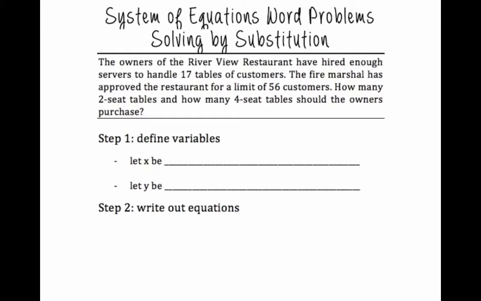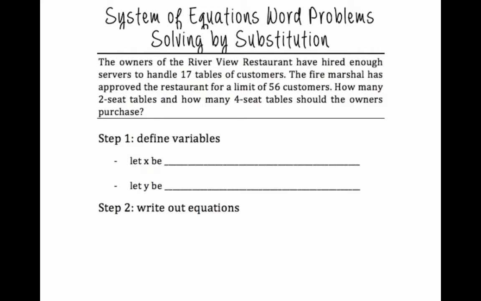We have the owners of the Riverview restaurant have hired enough servers to handle 17 tables of customers. The fire marshal has approved the restaurant for a limit of 56 customers. How many 2-seat tables and how many 4-seat tables should the owners purchase?